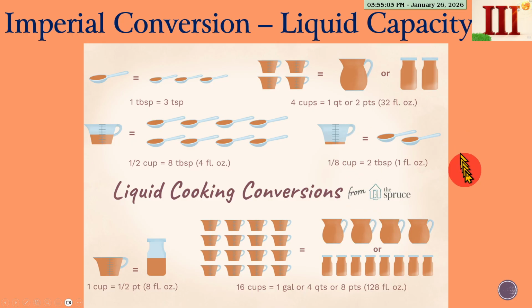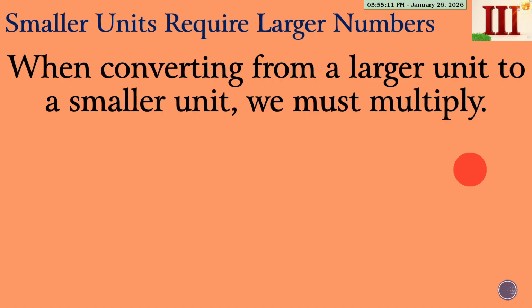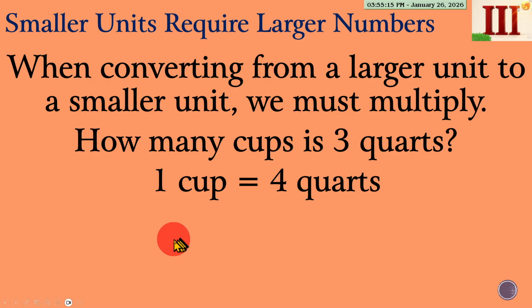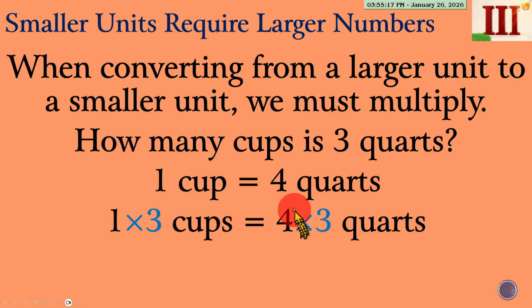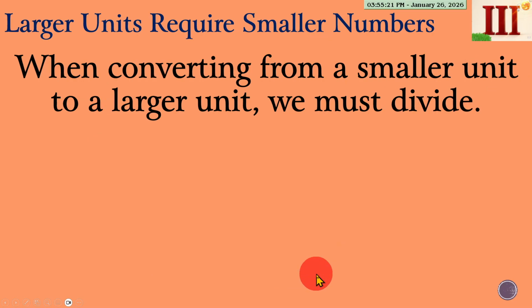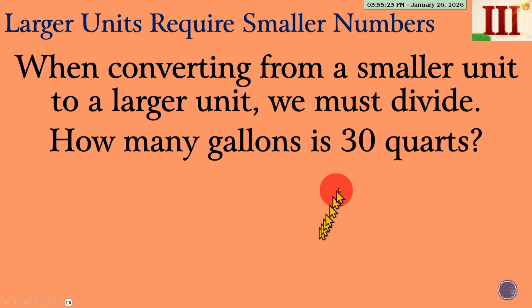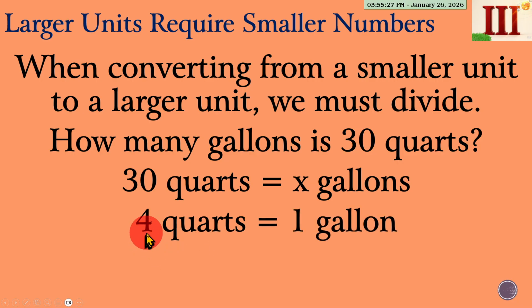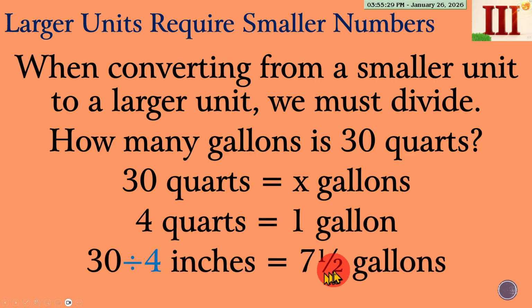So this is a very handy dandy table to have nearby, especially if you operate in the kitchen very often. So of course, when we want smaller units, we'll be multiplying. 1 times 3 and 4 times 3, 3 cups will give you 12 quarts. When trying to find the larger units, you will be dividing. So 30 quarts, dividing by 4, that's going to give you 7.5 gallons.